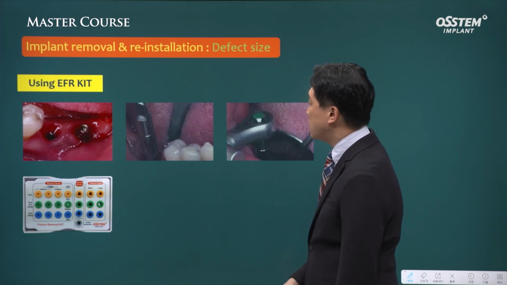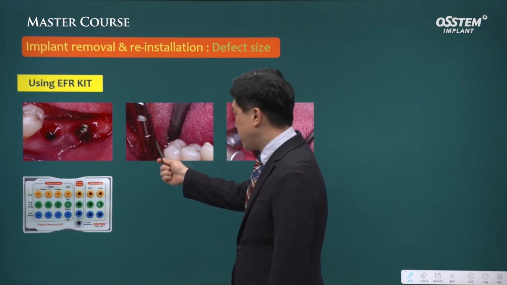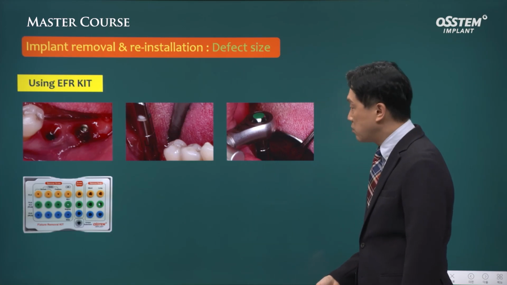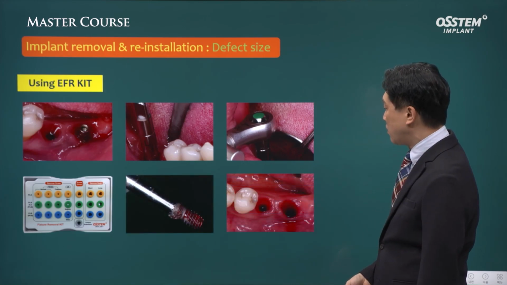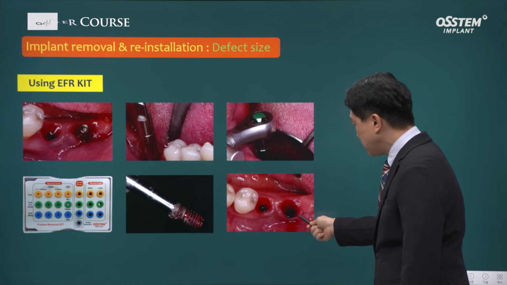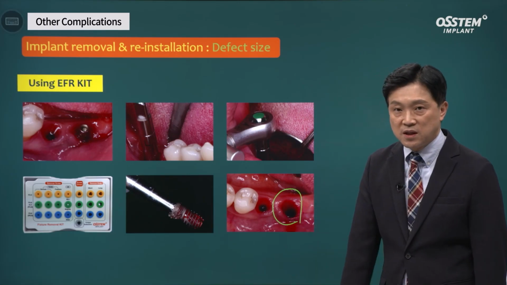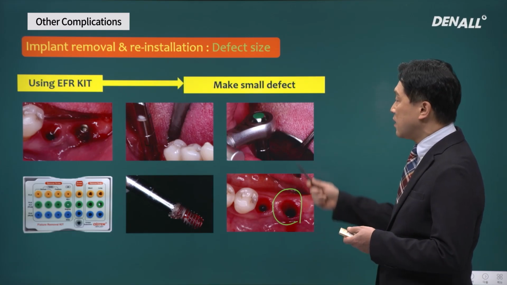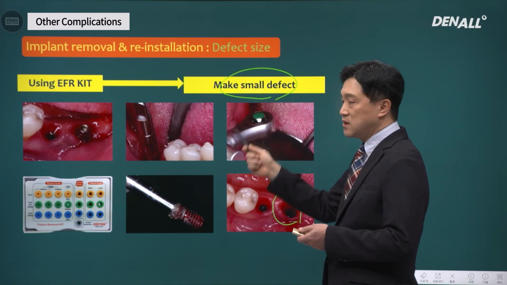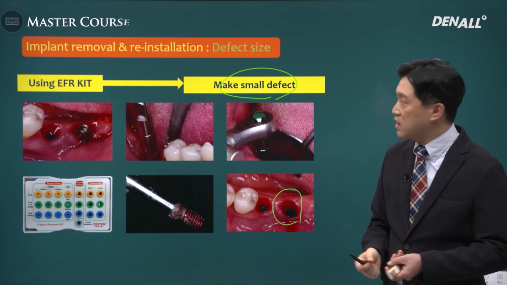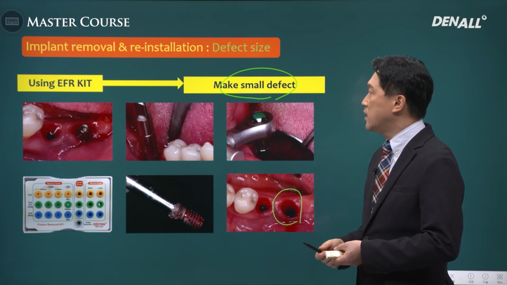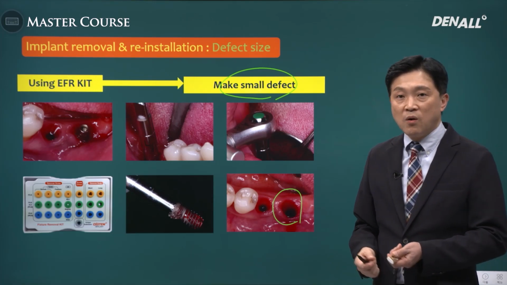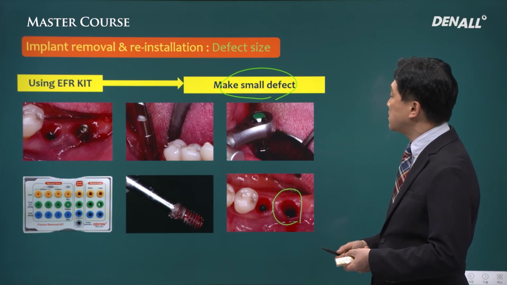The remover screw is connected. The remover body is connected, and by doing counterclockwise rotation, implant removal can be done. The defect is like this. By using this, you can make a very small defect compared with using a trephine drill. If you use the EFR kit and other similar kits, you can make a much smaller defect.